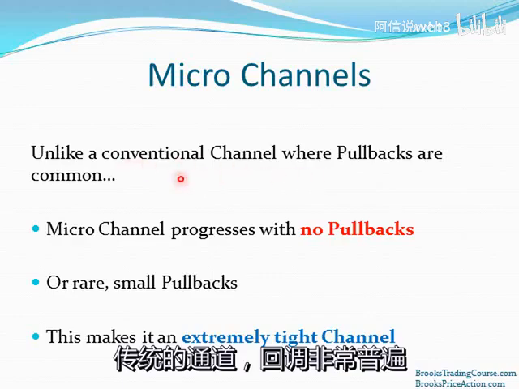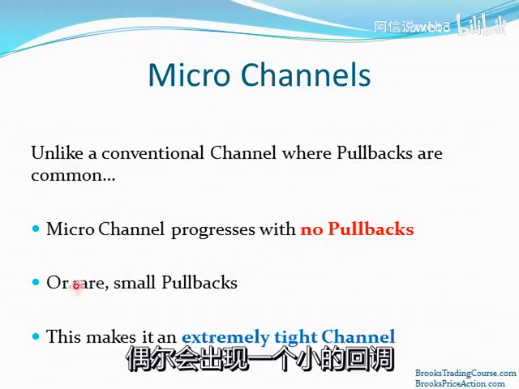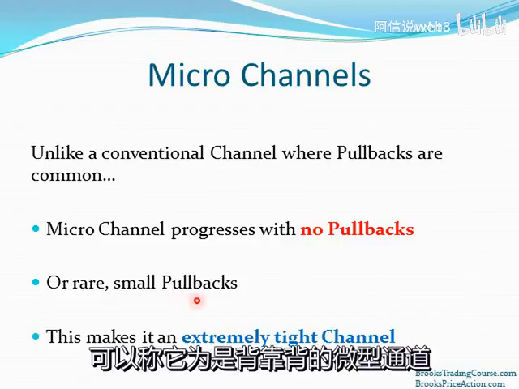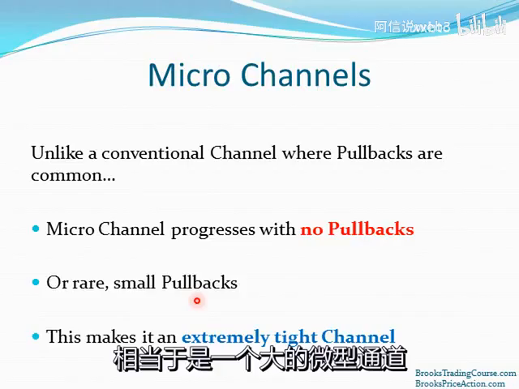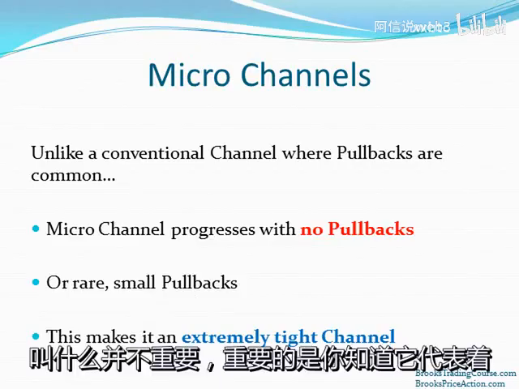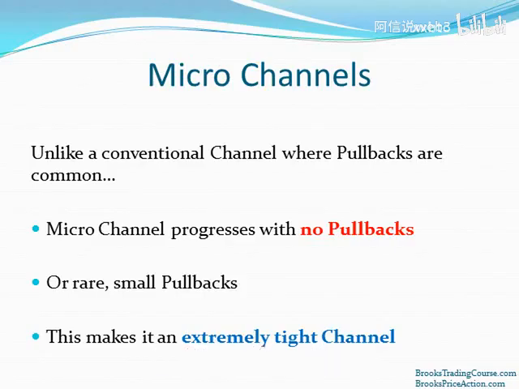Unlike a conventional channel where pullbacks are common, a micro channel progresses with no pullbacks. Sometimes you'll get one pullback and then the micro channel will continue for another 5 or 10 bars. You can call it back-to-back micro channels, or you can call it one very big micro channel, or you can call it an extremely tight channel. It doesn't matter what you call it, as long as you understand that it's a sign of very strong trending price action.